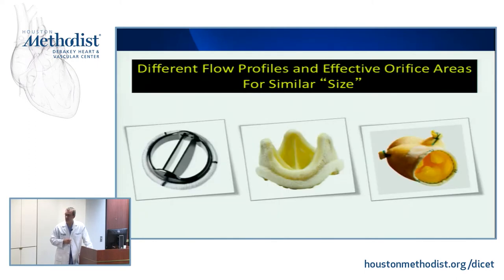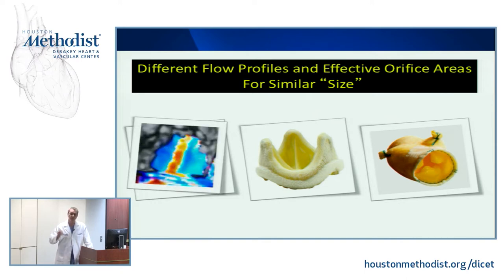So I've shown you these valves, the mechanical valve, the bioprosthetic valve, the homograft. Every one has a different color flow profile. This is just showing that if you stop and get a good 3D color, it really depicts what the flow profile is doing. And this is something to keep in mind as you're measuring these things.